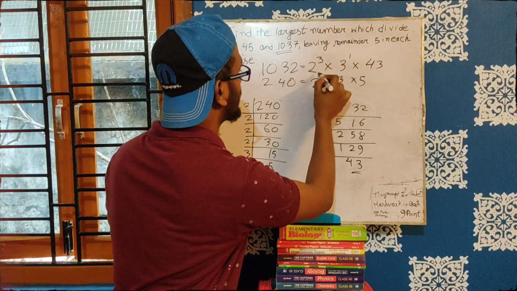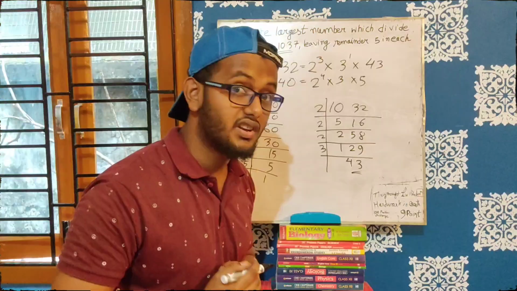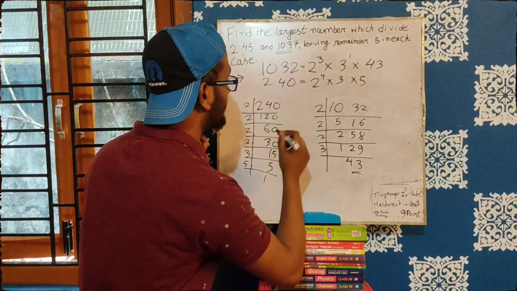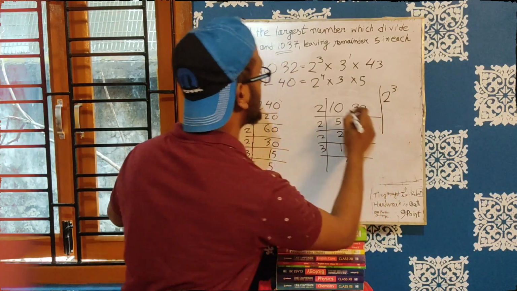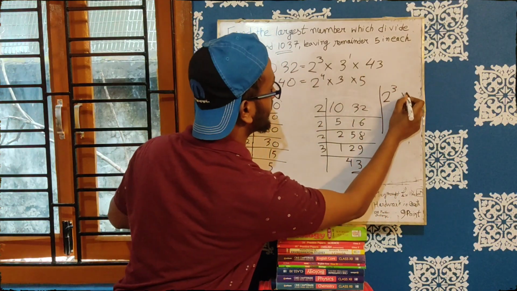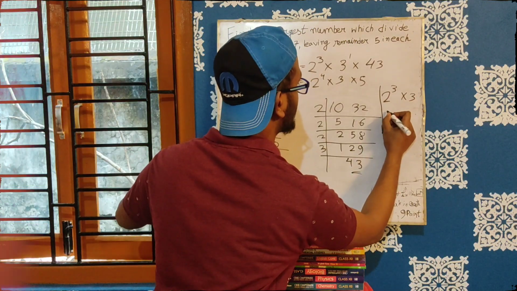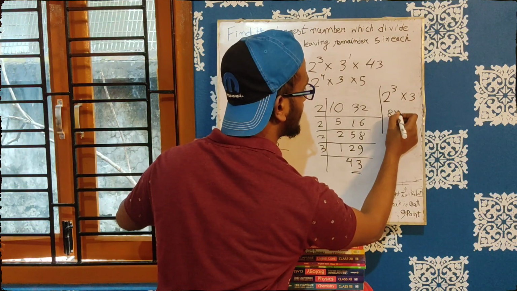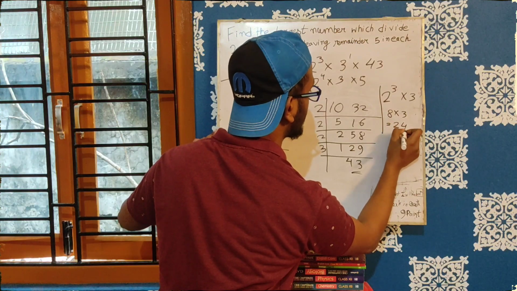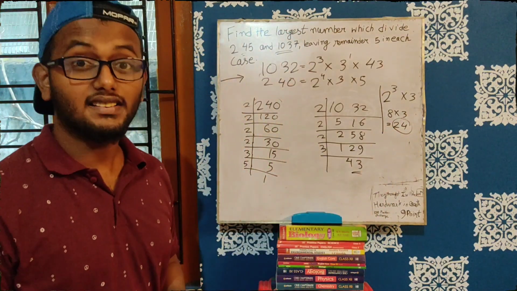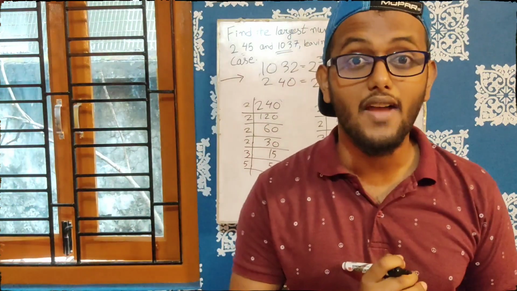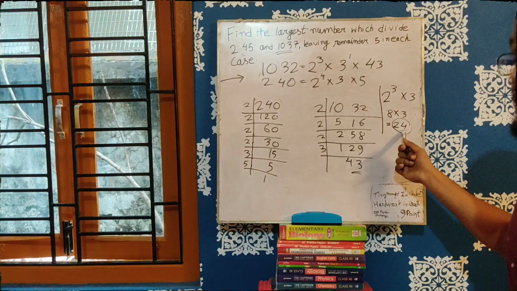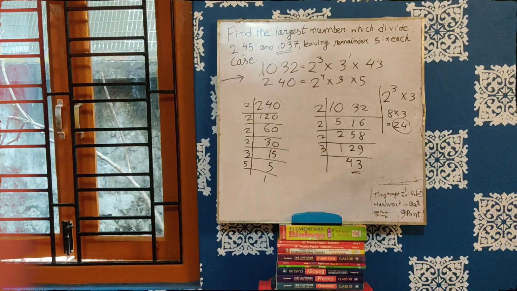2 to the power 3, 2 to the power 4. That means 2 to the power 3, so three 2s are common. Let me write here: 2 to the power 3, which is 2 into 2 into 2, that is 8, into 3. 8 times 3 is 24. That means the highest number which divides 247 and 1037, leaving remainder 5 in each case, is 24.